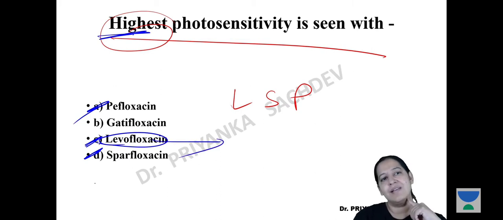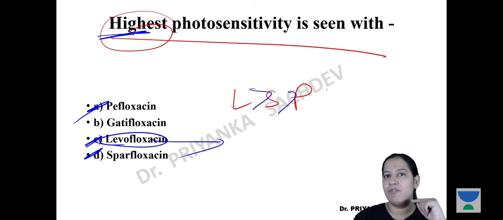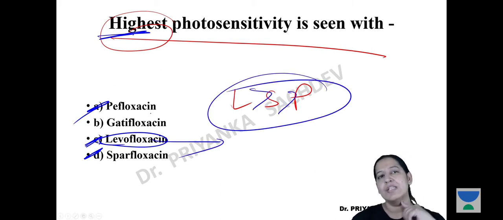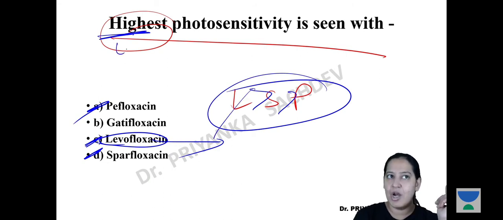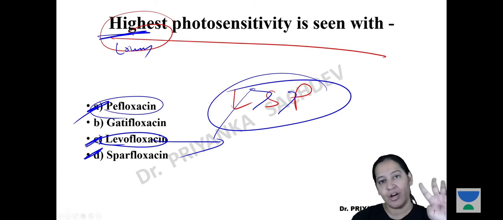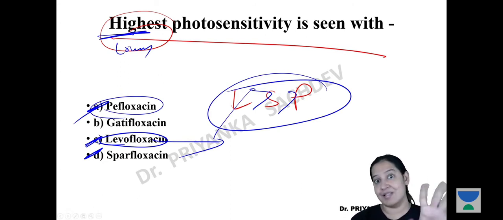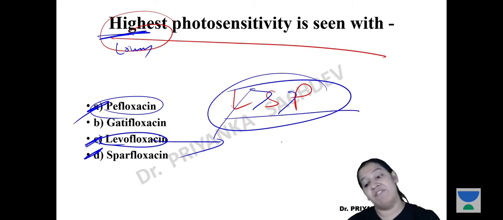So the correct answer here is C, because this is the sequence. I have told you the sequence for photosensitivity. So highest is this, और highest की जगह lowest होता question में, तो my answer was P flox. So depending on the question you have to answer. Again I will say done. So this is how in the one liners it is given. So this is the order. LSP. One liners are really important.